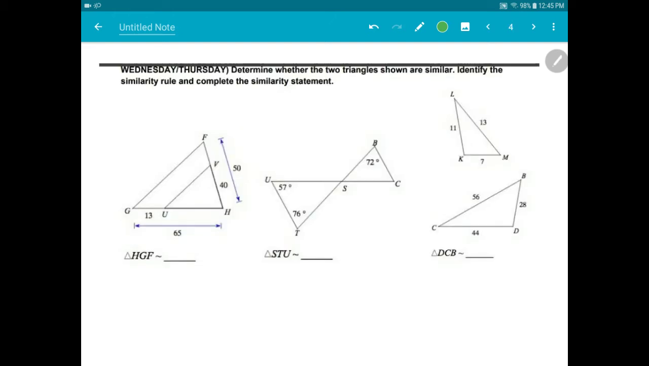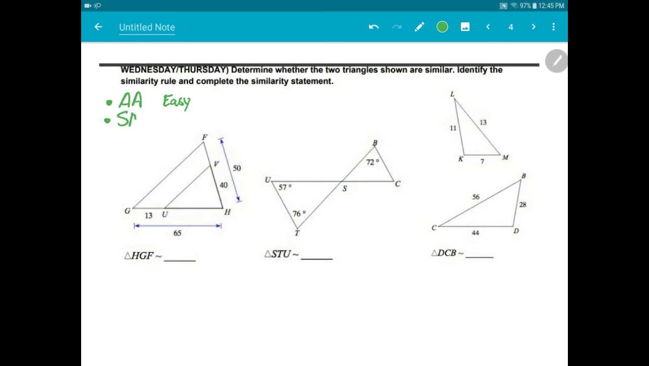Okay, back into the similarity stuff. What we do with similarity is we check between our 3 rules. If we want to determine if they're similar, the first thing we always check is angle, angle, because it's the easiest. Remember that's 2 angles from each triangle. It's the easiest because we don't need to do any math.